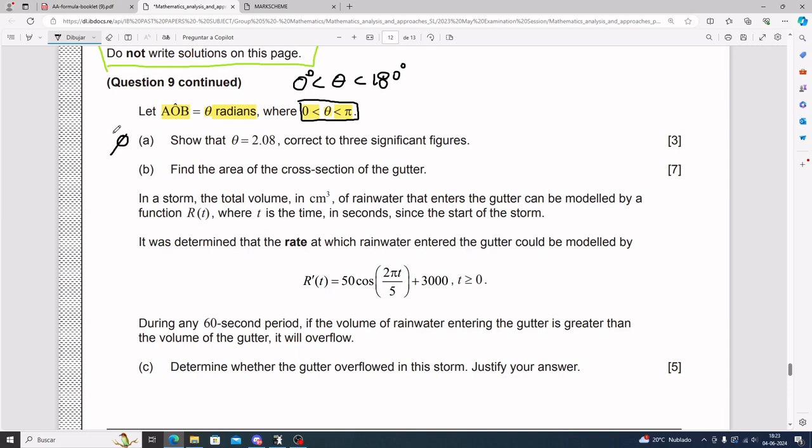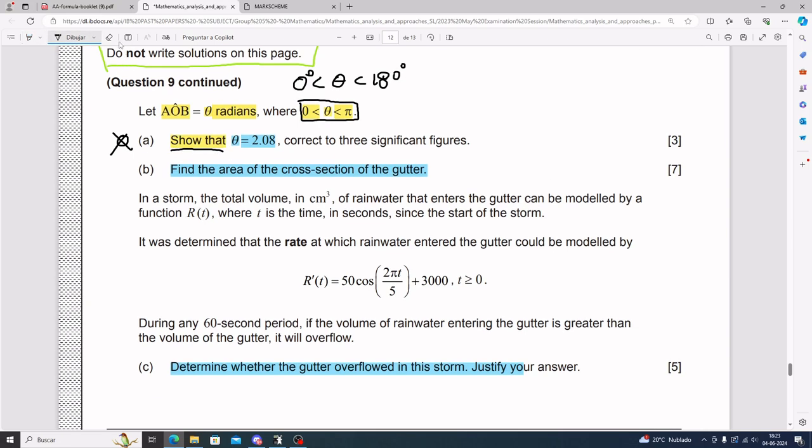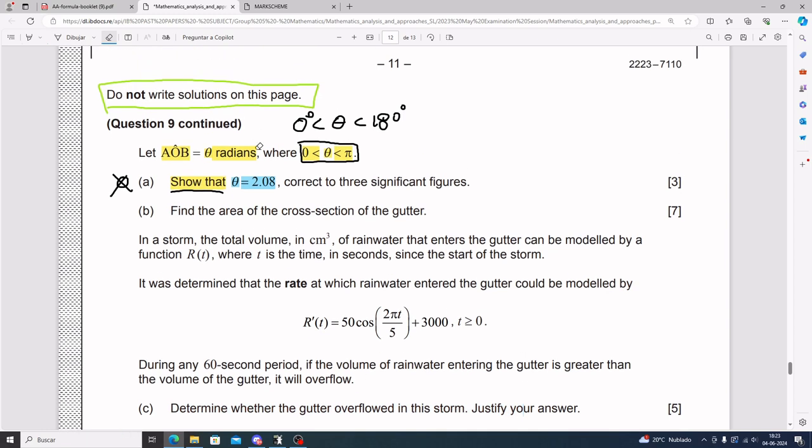For part A, we need to show that. Whenever you have a show that exercise, that means this is true. So even if you don't do part A, you can still solve parts B and C, knowing that that angle is 2.08, because this exercise is telling you show that. That is an important test taking skill: whenever you have a show that, take it for granted. It's true. You just have to prove it.